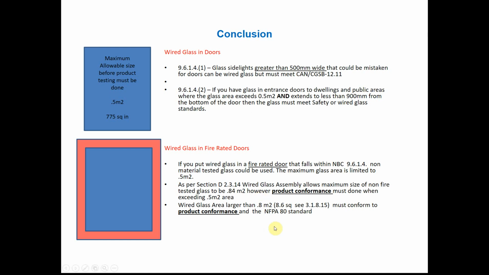Wired glass in fire rated doors falls under non-tested glass that could be used. The maximum wired glass area is limited to 0.5 square meters, as per Section D, wired glass assembly allows a maximum size of non-fire tested glass to be used. However, a product must be tested when exceeding 0.5 square meters. The wire glass area larger than 8.5 must conform to the product and NFPA standard.